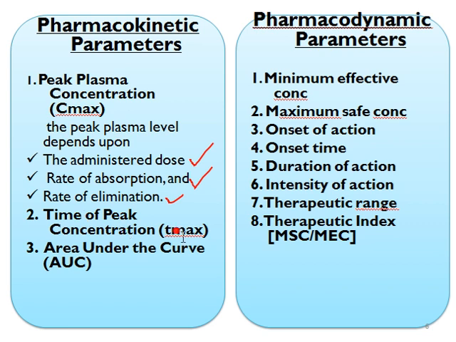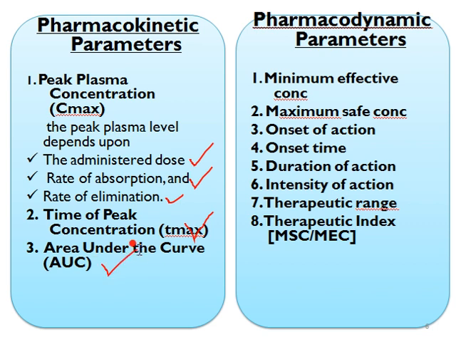Tmax is the time corresponding to peak plasma concentration, and it is an important parameter that determines the rate of absorption of the drug in the body. Tmax is an important parameter in acute conditions like pain, where the onset time is an important parameter determining the pharmacological response in the body.